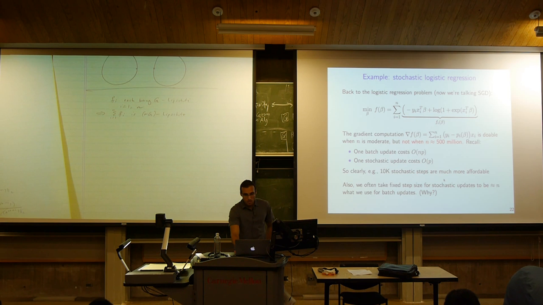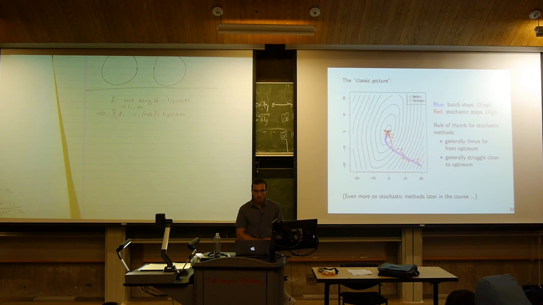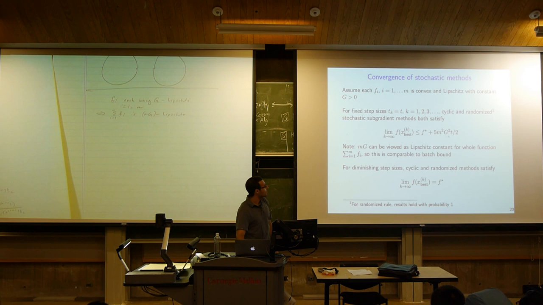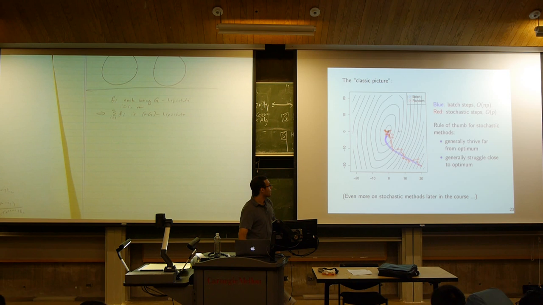Here's an example of the classic picture that you see when people discuss stochastic methods. The stochastic methods make progress very quickly early on, and so they appear to make progress even faster than the batch method at the start. But as you get closer to the optimum, the stochastic methods take a lot longer to converge, and in fact, they won't converge if the step sizes are fixed. We'll converge up to some tolerance, but we won't necessarily converge to the optimal criterion value. They bounce around the optimum for a while.